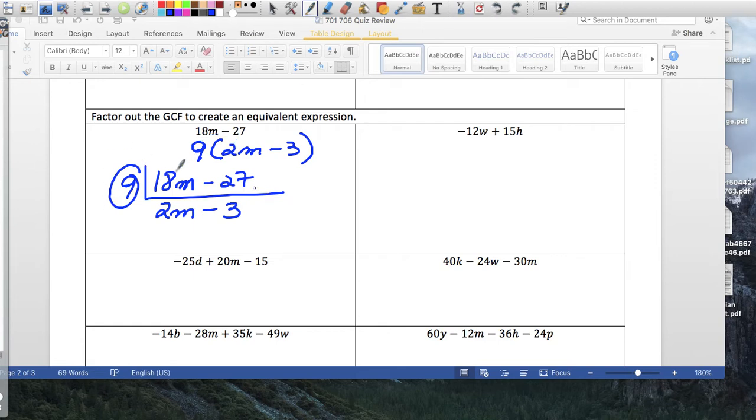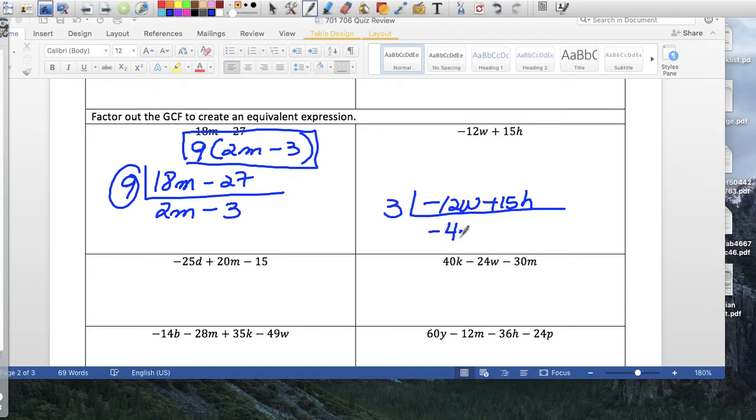Is this. If you just show me the ladder method, you might get half a point, but this is what I'm looking for. Same thing here, negative 12w plus 15h. We can take a 3 out. 12 divided by 3 is 4, but it's going to be negative 4w. And 15 divided by 3 is going to be 5h. So here's our expression. That's my GCF, 3 outside and inside negative 4w plus 5h. You can always double check by applying the distributive property, to see if you get back to negative 12w plus 15h.